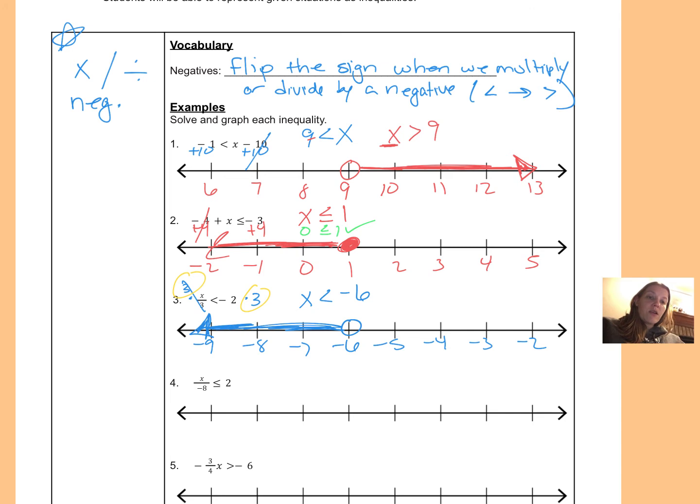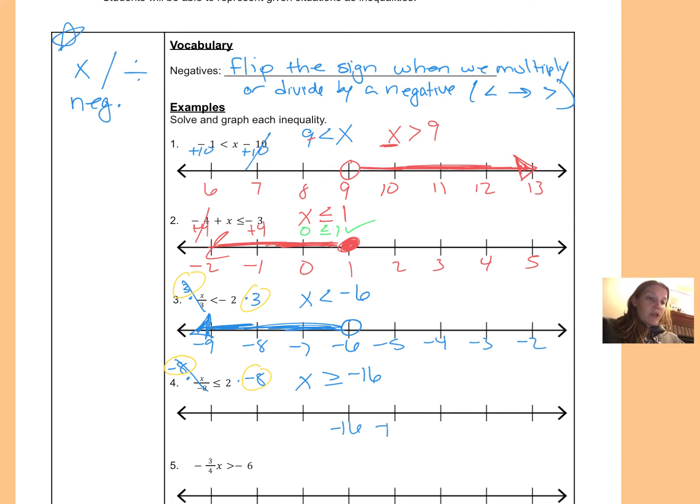Number 4, I'm dividing by -8, so I need to multiply by -8 on both sides. Again, that's going to cancel. X is, now here, I multiplied by a negative number. So because of that, that sign's going to flip. So instead of this being a less than or equal to, we're going to change it to a greater than or equal to now. And 2 times -8 is -16. So I want a -16 in the middle.